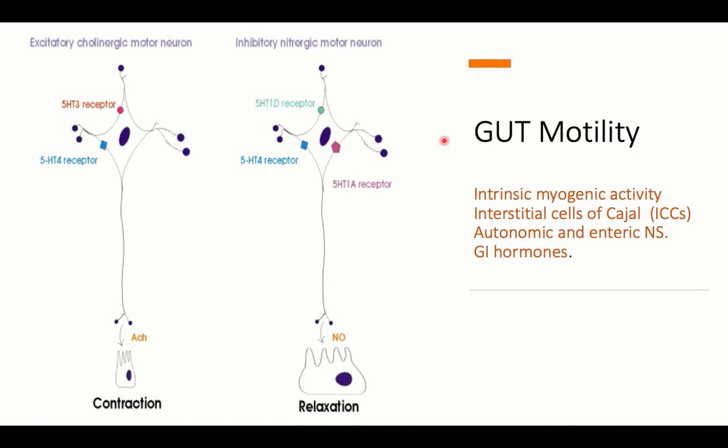Gut motility is controlled by a sum of factors, including the intrinsic myogenic activity of the intestinal wall, what's called the interstitial cells of Cajal, the autonomic and enteric nervous system we have just mentioned, and also gastrointestinal hormones. Interplay between these factors results in normal gut motility, where we have a balance between excitatory and inhibitory stimuli to allow for proper swallowing, proper digestion and absorption of the food particles.